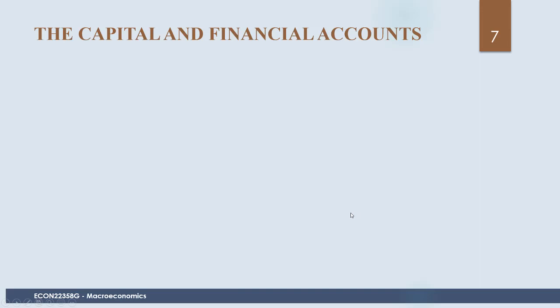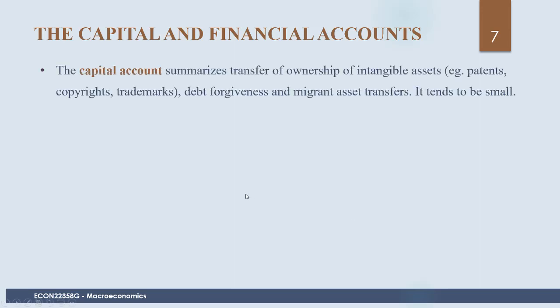Okay, so remember the current account did include investment income from, say, stocks and bonds, but it never included the actual flows associated with purchasing financial assets or foreign direct investment, so purchasing a plant or some other physical capital. So the capital account summarizes transfer of ownership of intangible assets, for example, patents, copyrights, trademarks, stocks, bonds, anything like that. This category seems somewhat small.